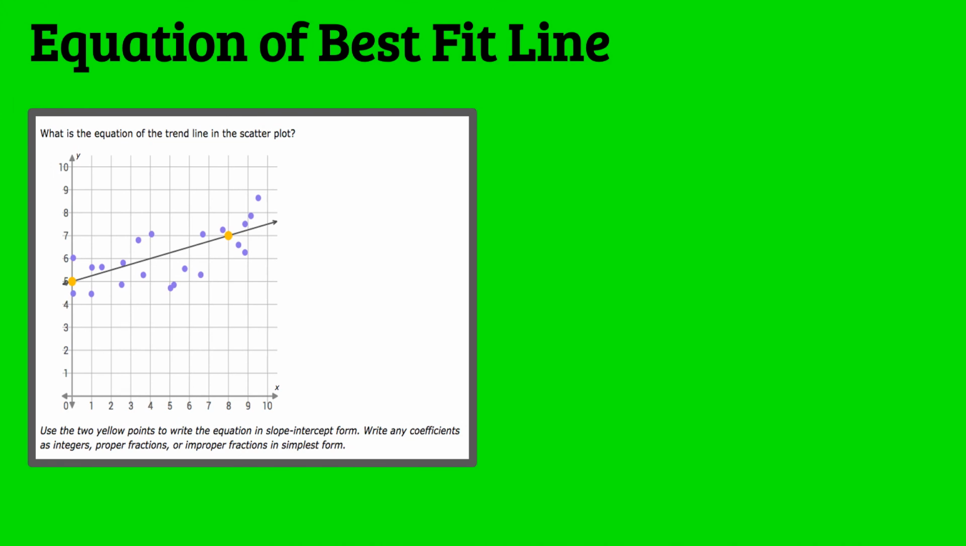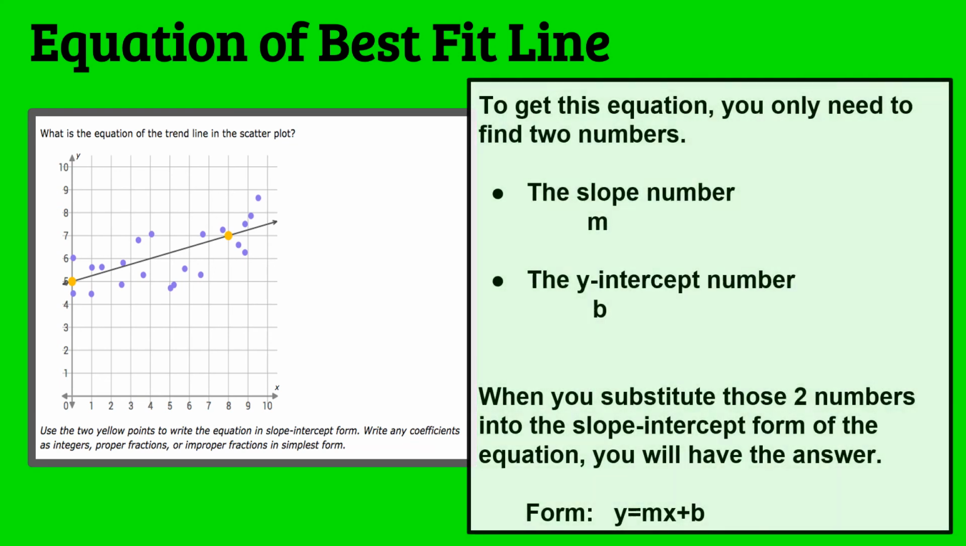Now we will do another problem to find the equation of the best fit line. In this problem, we have a line and we have identified 2 points on the line. So we will find out what the equation is. Remember, to get this equation, you only need 2 numbers, the slope m and the y-intercept b. When you substitute these 2 numbers into the slope-intercept form of the equation, you will have the answer.